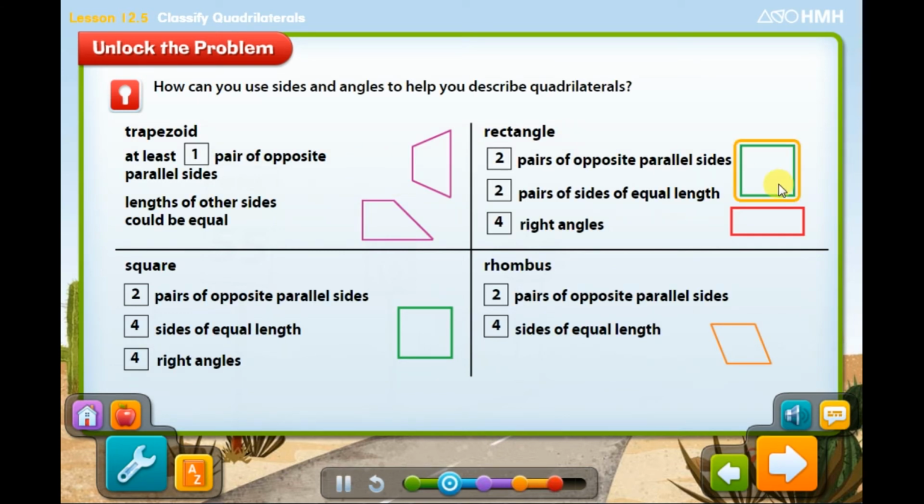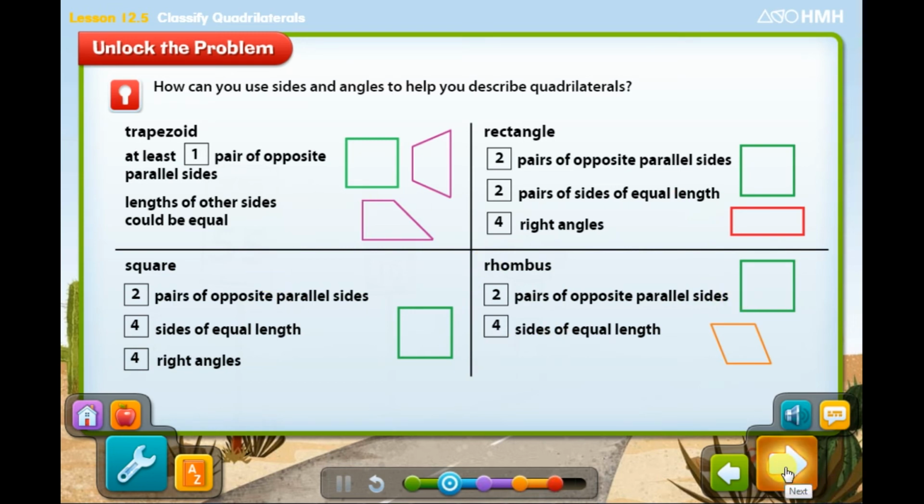A square can be considered as a rectangle. Why? Because it has 2 pairs of parallel sides. It has 2 pairs of equal sides. This side and this side are equal, and this side and this side are equal. And it has 4 right angles, right? And we can consider it as a rhombus also, because a rhombus has 2 pairs of parallel sides and 4 equal sides. So that's why I told you that a square is a special shape, because we can consider it as a trapezoid, as a rectangle, as a square, and as a rhombus. It works for all these conditions.